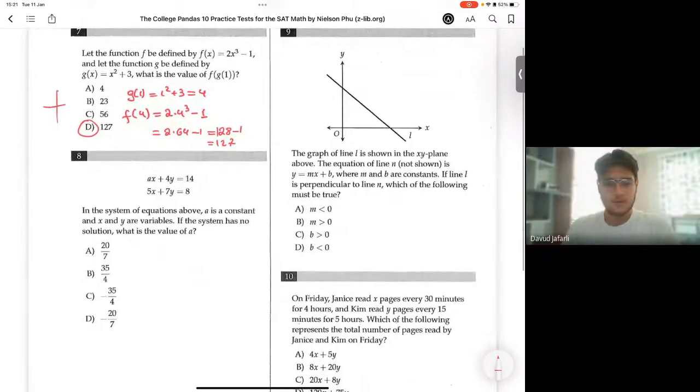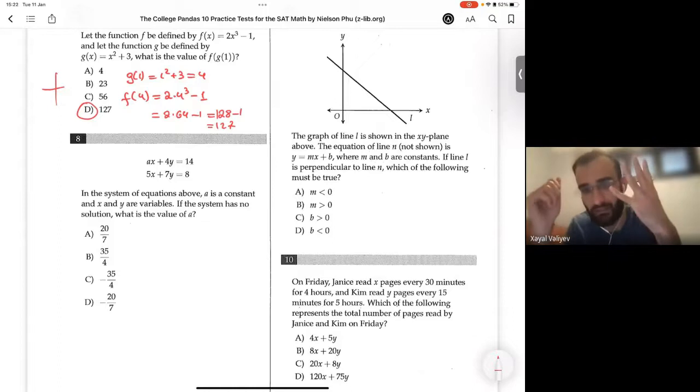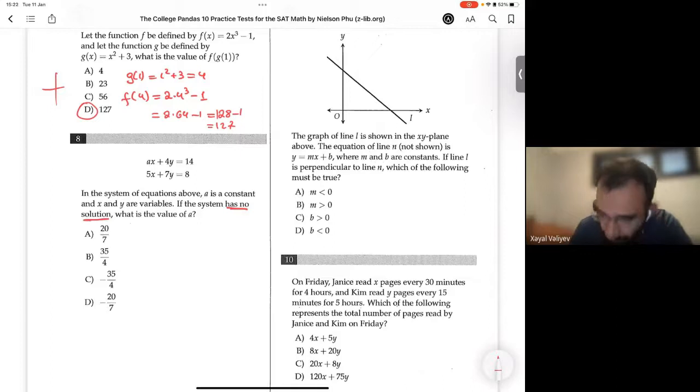Next question. Question 8. In the system of equations above, a is a constant and x, y are the variables. If the system has no solution, what is the value of a? Remember, we have three cases for this system of equations: unique solution, infinitely many solutions, as well as the no solution case. And we need basically that no solution case, because it says the system has no solution.